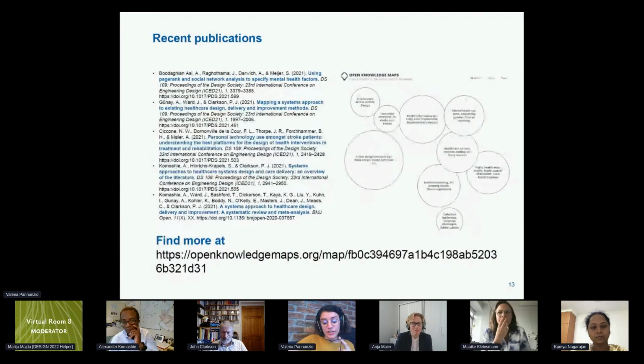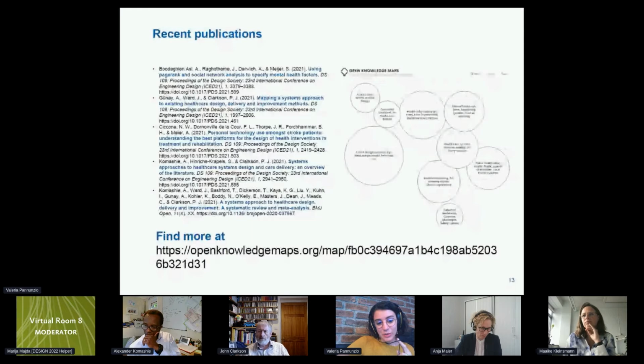and in general, I can later share this in the chat. But we also have this open knowledge map that brings together a lot of relevant publications for this topic. So if you would like to know more and have some literature to look into what we are doing, this could be a good place to start.